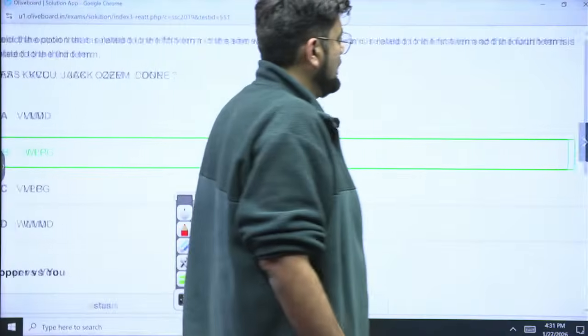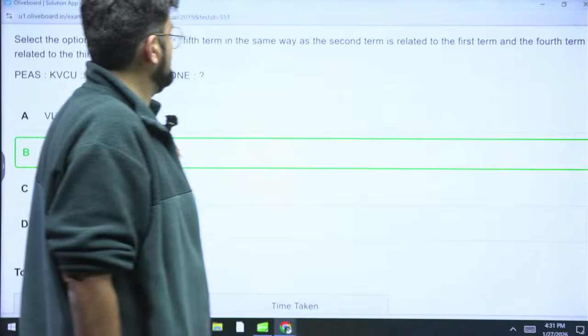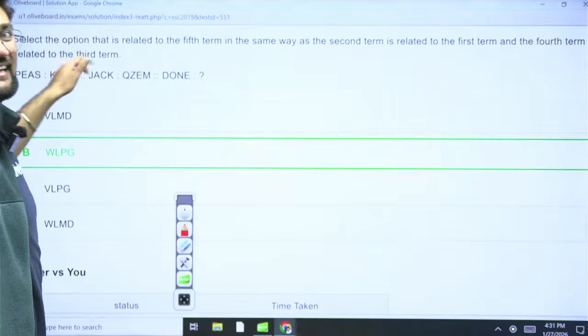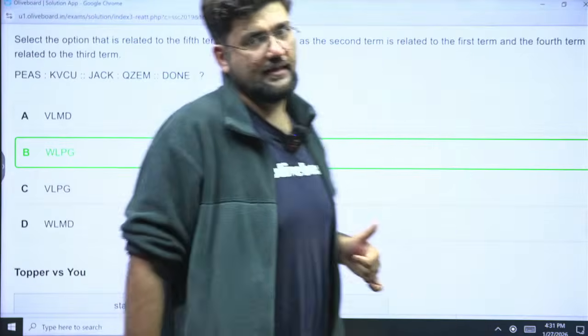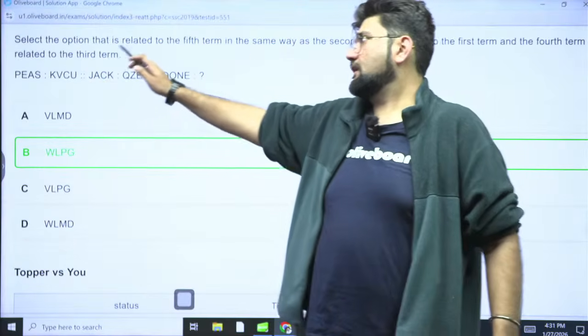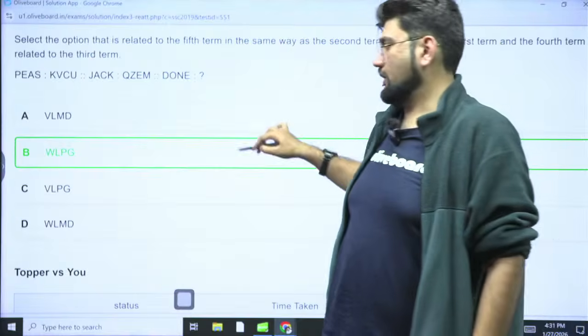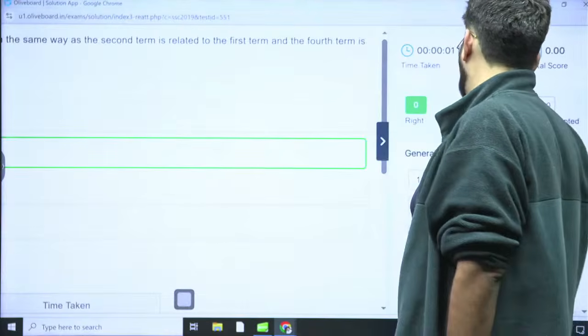Cool? So what is the point here? The point is, when you're checking for the first time, please check each and every letter, no matter how much time it takes. If you're checking it here completely, you can save time here. Okay. Next.